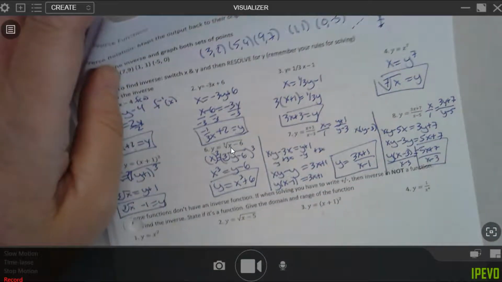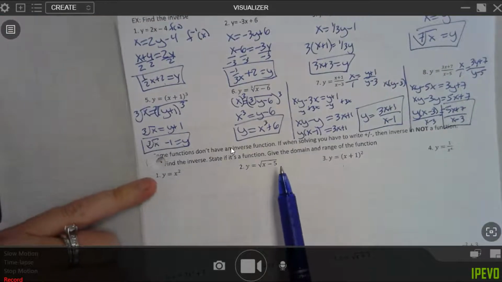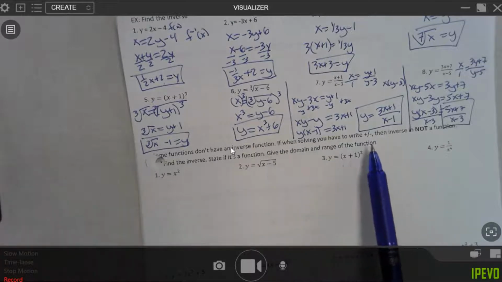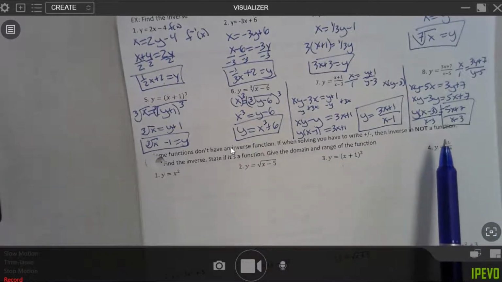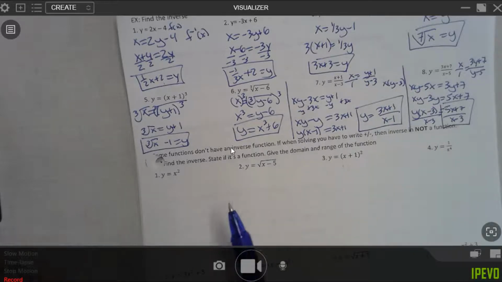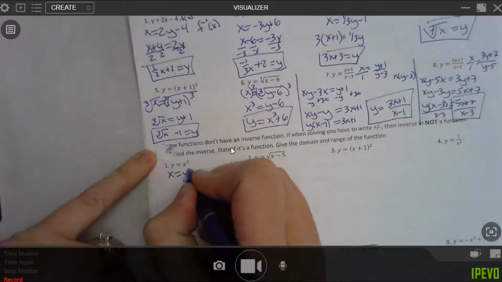All right. So what happens when we are sometimes finding inverses and we square root both sides or 4th root it, you're going to get a plus or minus. A plus or minus tells you that the inverse is not a function. So if you have plus or minus, the inverse is not a function. So right here, I'm going to show you. If I switch the x and y here, I get x equals y squared.